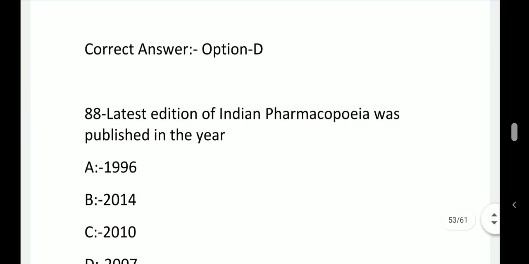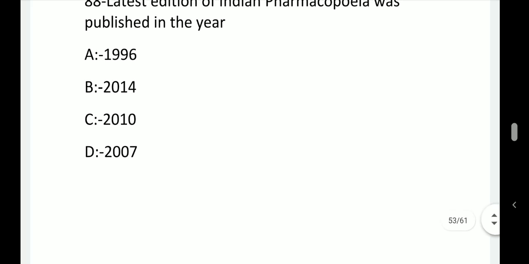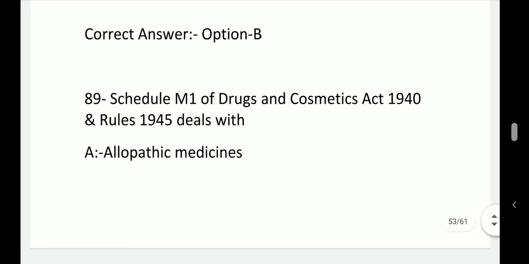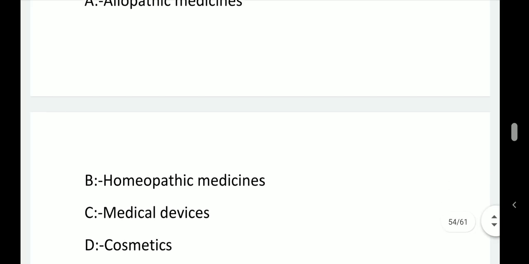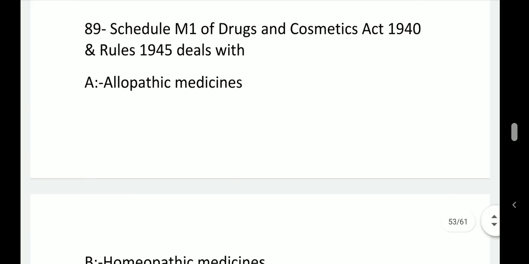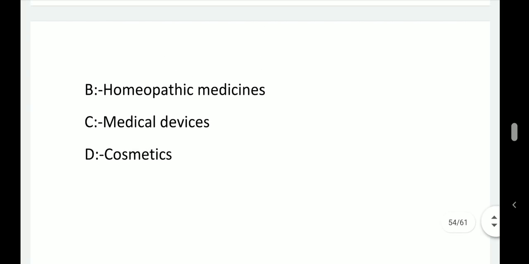Question number 88. Latest edition of Indian Pharmacopoeia was published in the year. Option A, 1996. Option B, 2014. Option C, 2010. Option D, 2007. Answer is option B, 2014. Question number 89. Schedule M1 of Drugs and Cosmetics Act 1940 and Rules 1945 deals with option A, allopathic medicine. Option B, homeopathic medicines. Option C, medical devices. Option D, cosmetics. Answer is option B, homeopathic medicines.